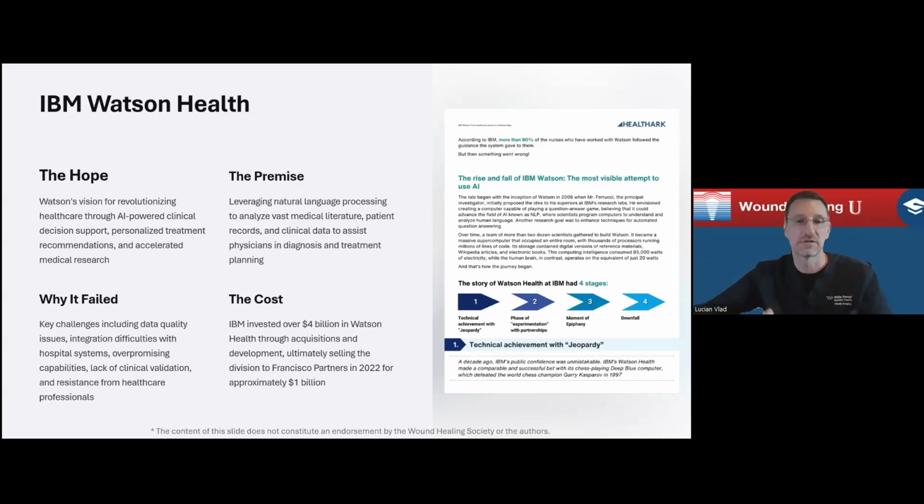So this was sort of the hope that we're going to give the system all of the data, all of the knowledge, and this is going to fix cancer. And this would help the physicians in making the diagnosis and recommend the perfect treatment for the patients. And things just didn't work out quite as it was planned. So why did it fail? The key challenges included data quality, integrations with hospital system, and a lack of clinical validation.